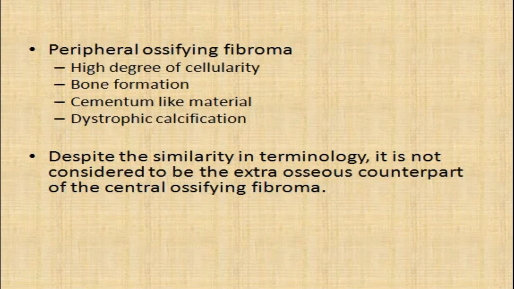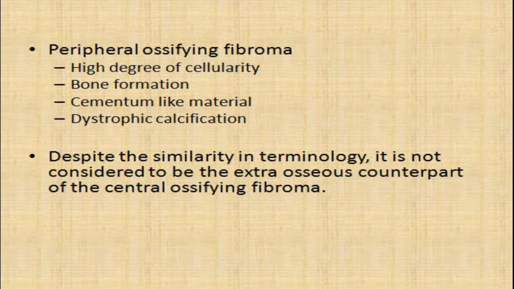What all are the key features for peripheral ossifying fibroma? We will be having high degree of cellularity. There will be bone formation or cement-like material formed in the area, or sometimes we will be getting a dystrophic calcification. Despite the similarity in terminology, it is not considered to be an extraosseous counterpart of the central ossifying fibroma.